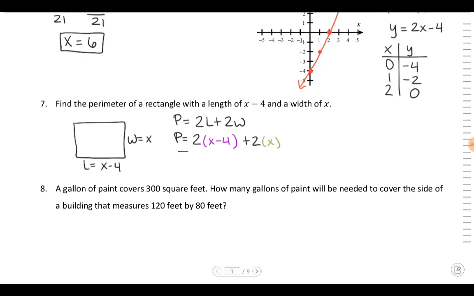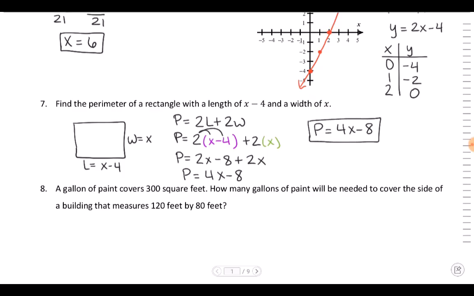So when I distribute, I get 2x minus 8 plus 2x. And when I combine my like terms, I get 4x minus 8. That would be the perimeter. 4x minus 8. There we go. Okay.